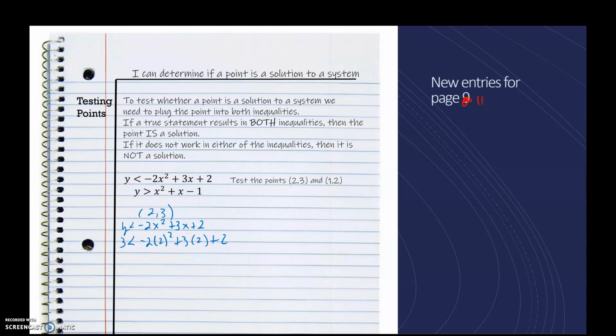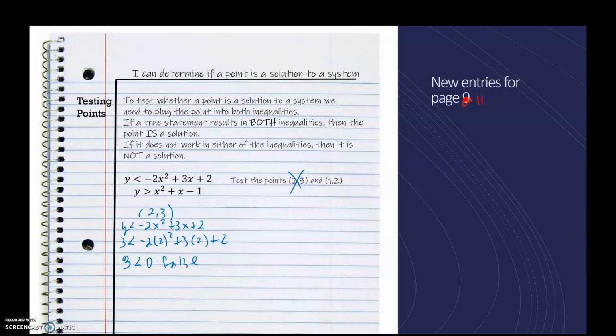-2 parentheses 2 parentheses squared plus 3 parentheses 2 plus 2, and I get 0. And that did not work. I don't even need to try it in the other one because 3 is not less than 0. This is false. So I know that 2, 3 is not a solution right off the bat.